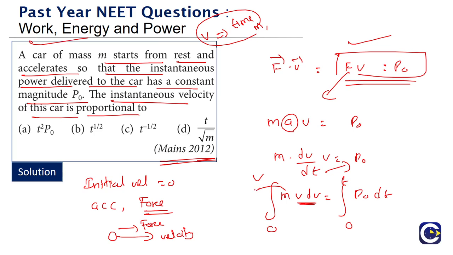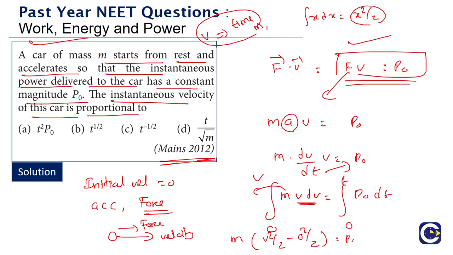So look at this, m is a constant, right? Integral v dv is what? It's like integral x dx. What is this? x square by 2, which is v square by 2 minus 0 square by 2. Final limit value minus initial limit value.